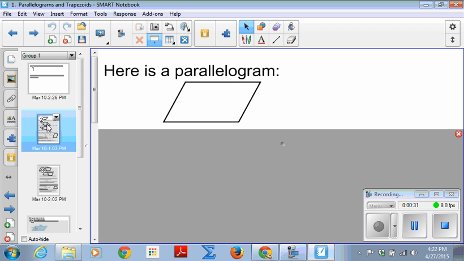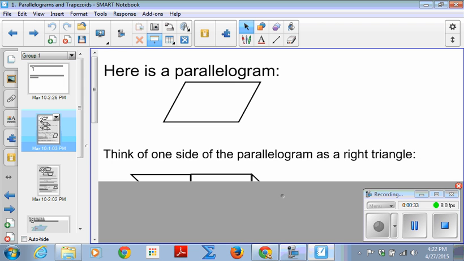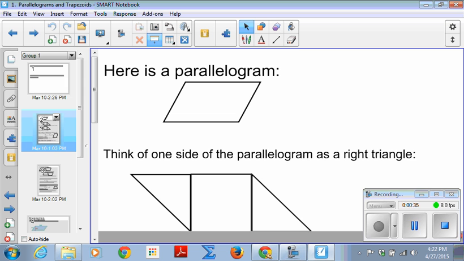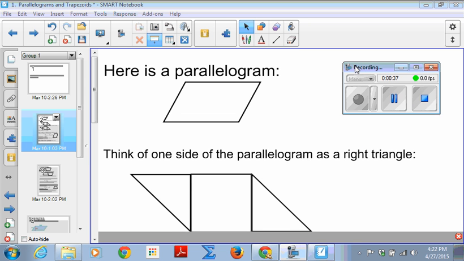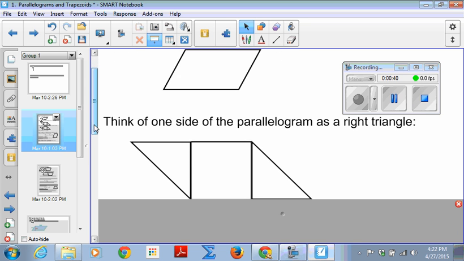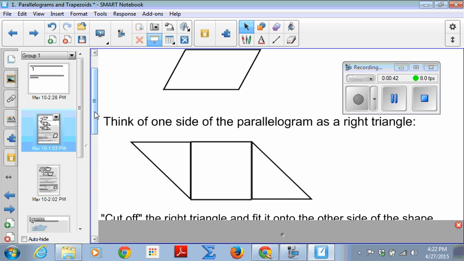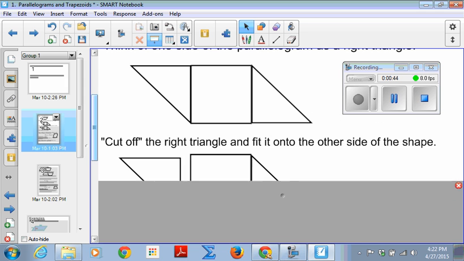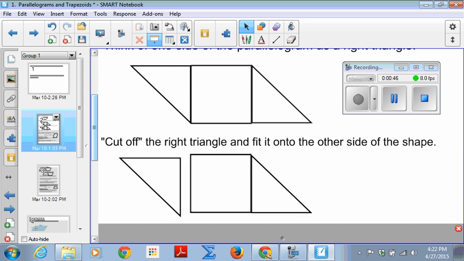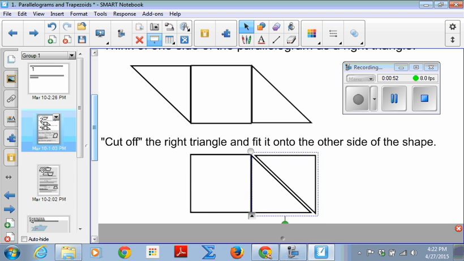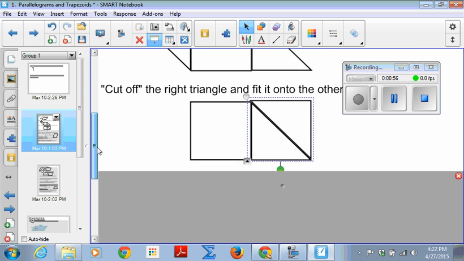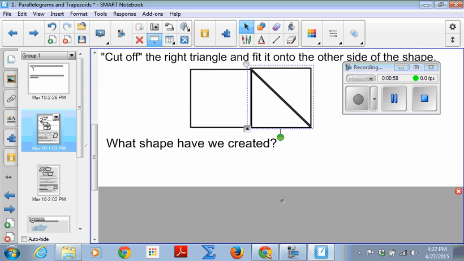So this is a parallelogram. And I want you to think of one side of the parallelogram as a right triangle. So what we're going to do, I have a really nice smartboard tool here where I can cut off one of those right triangles, and I'm then going to fit it right onto the other side of my shape. And you take a look at it, we made a rectangle.